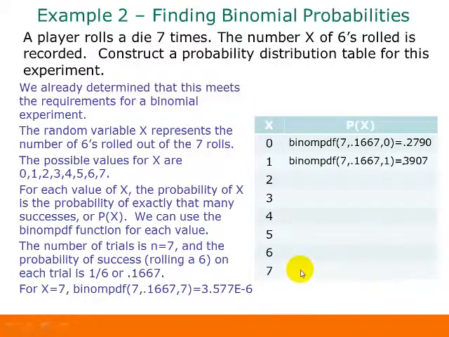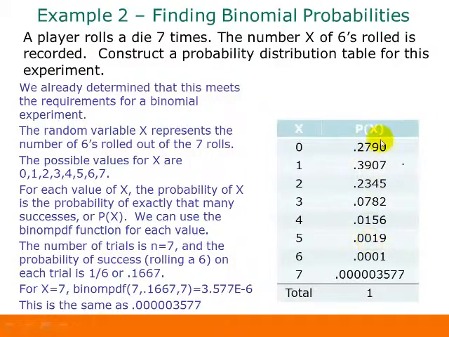Now when you get down to the probability for 7 successes, you actually end up with a very small number. And if you do this on your calculator, you'll probably see something like this, 3.577, and then a capital E, and a -6. What this is doing is putting this in scientific notation. So this is like 3.577 times 10 to the -6. What that means is that you have to move your decimal point 6 places to the left. So this would be the same as 0.000003577.